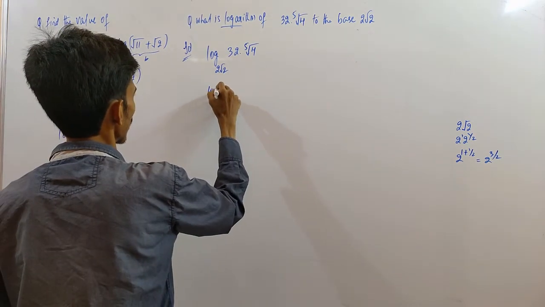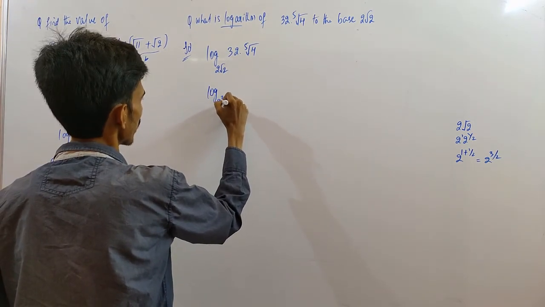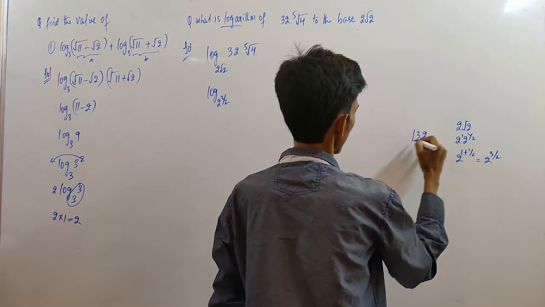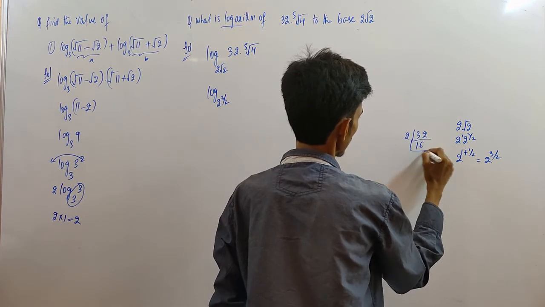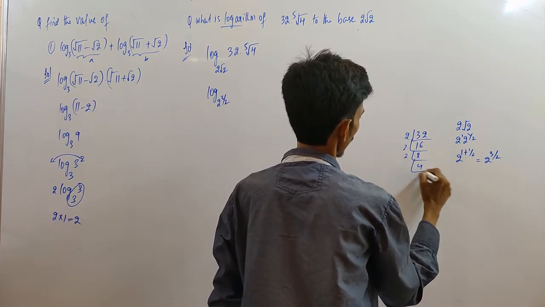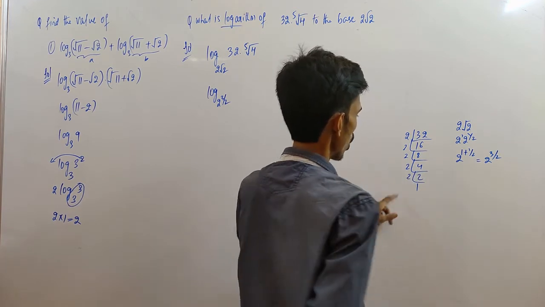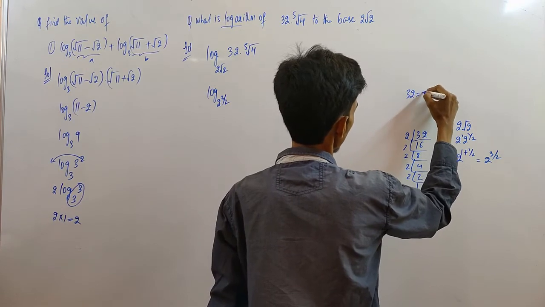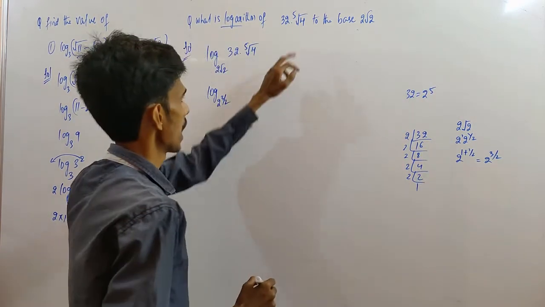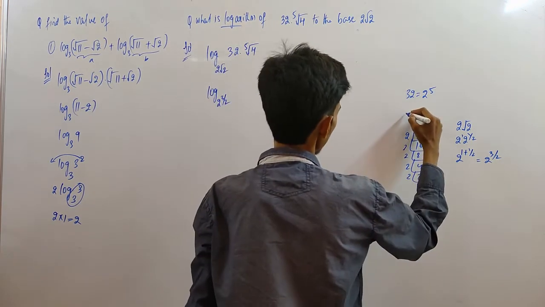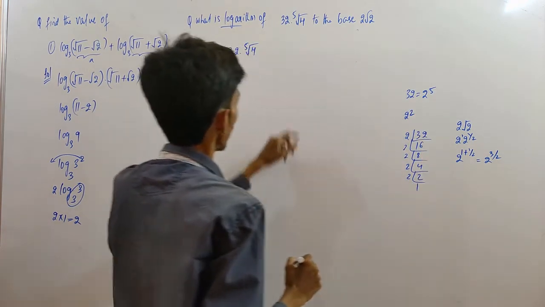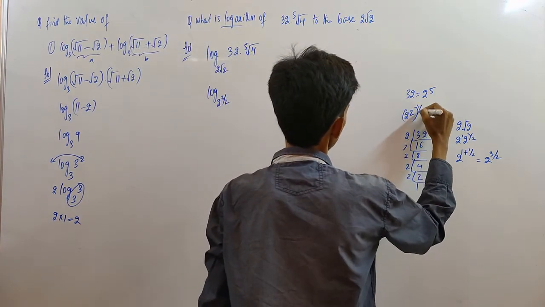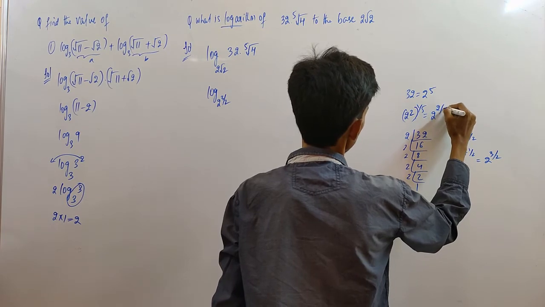So this will become log, base value is 2 power 3 by 2. Similarly 32: take LCM, 16, 8, 4, 2, 2. How many 2s? 1, 2, 3, 4, 5. So 32 can be written as 2 power of 5. We have 4 here. 4 can be written as 2 square, whole power of 1 by 5, the 5th root. So it will become 2 power of 2 by 5.